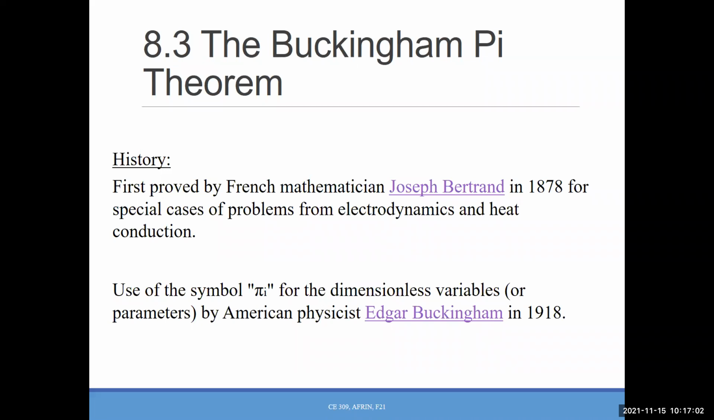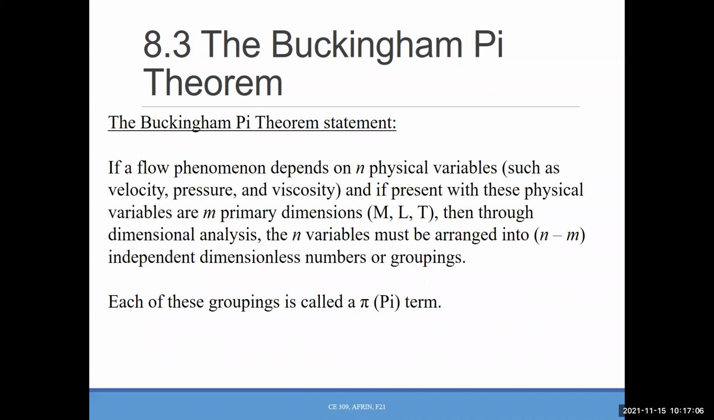Okay. So the next part is the pi theorem statement. From this part, we will go a little bit slowly because this is something very new to you, and we will spend as much time as we need for this part. Okay. So the Buckingham Pi theorem, can anyone read the statement?